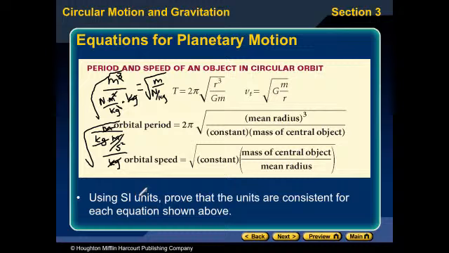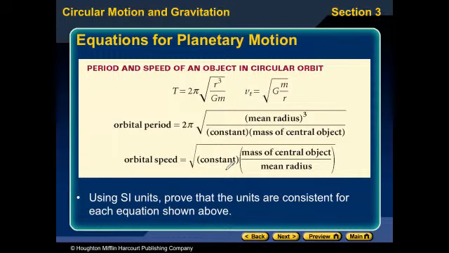So the kilograms will actually cancel out. Meters will cancel out. And since we have a second squared in the denominator, this is actually equal to just the square root of a second squared, which will equal second, which gives us our units for period. Period should be in seconds. What about speed? We should get meters per second for speed.